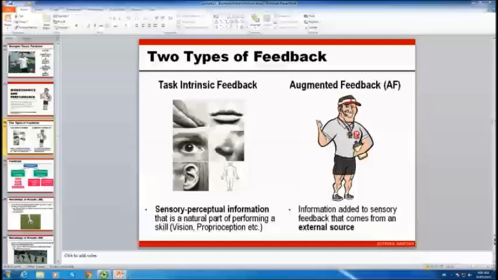It is usually the coach. But I will tell you, augmented feedback could be adding a mirror. So notice you're still using your eyes, but you couldn't have done it by yourself. You needed the mirror to get that specific feedback. The word augmented means to change, to manipulate the feedback that you've already got. So it looks like this.